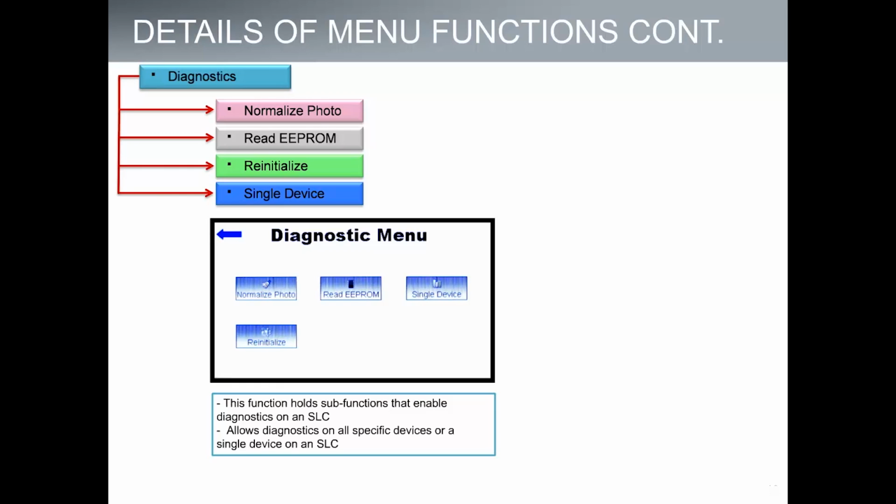To access the single device function, press the diagnostic button from the main menu page. Press the single device button on the page that appears. Select the single device based on its serial number, short address, or device address.